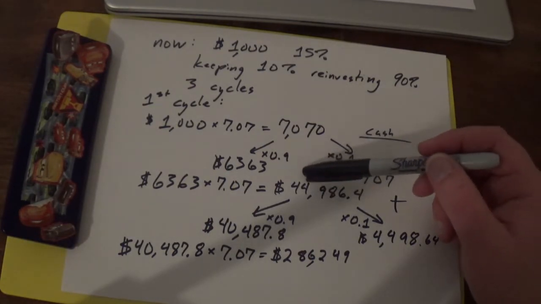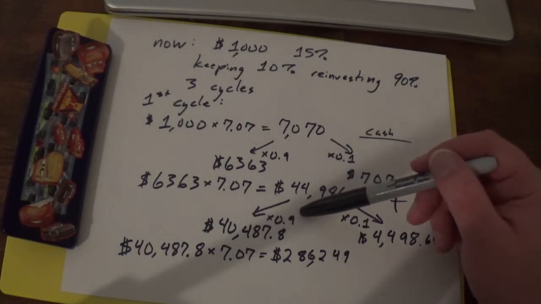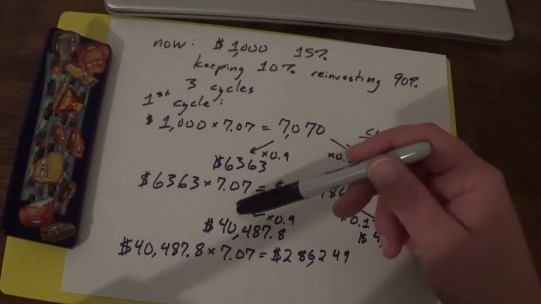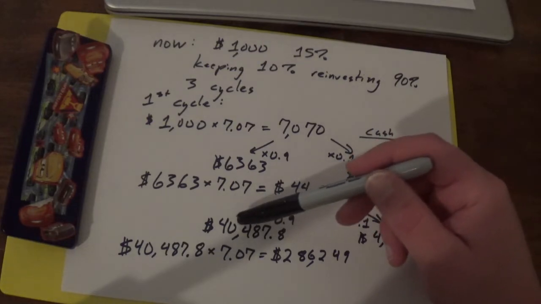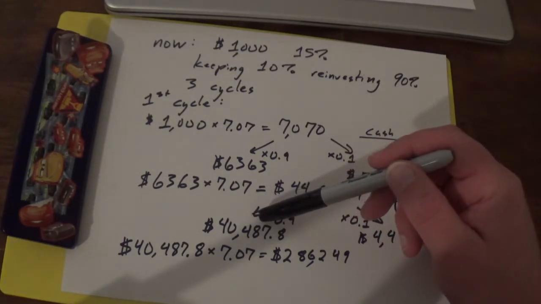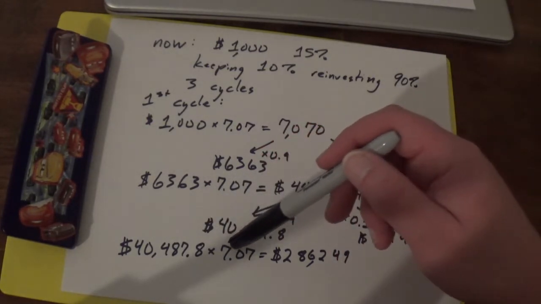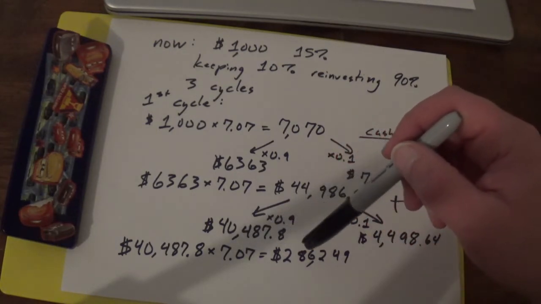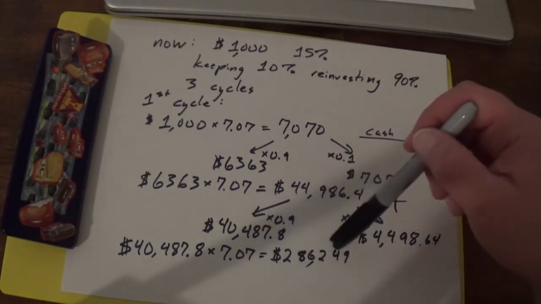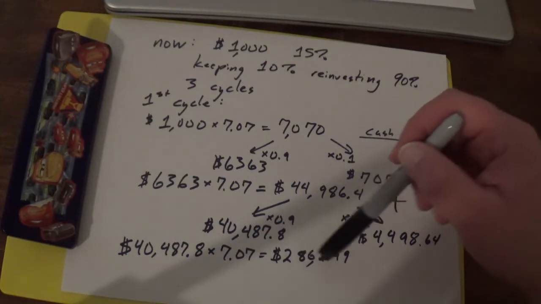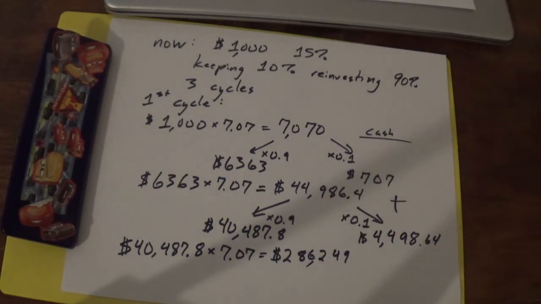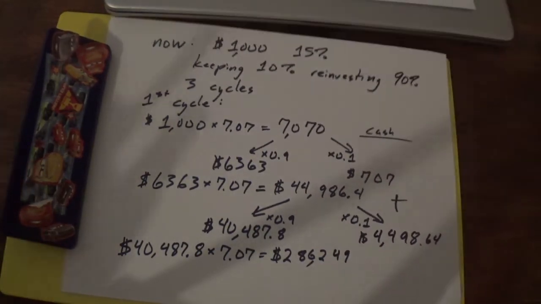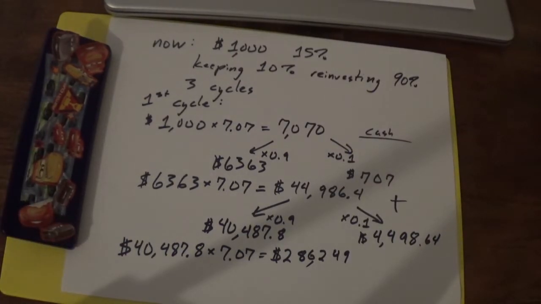And then over here, 44,000 times the 0.9 gives me a new starting amount for the third cycle of $40,000. The 40,000 times the 7.07 again means at the end of the third cycle, I've got $286,000 coming out of here. All right, that's pretty basic. It's only 5 minutes, and you don't even need to do exponents or know what compounding is. So there you go.